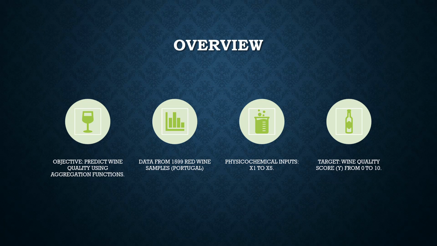The main objective of this task was to predict wine quality using selected chemical properties, and I built and compared models like weighted arithmetic mean, weighted power mean, and ordered weighted averaging.